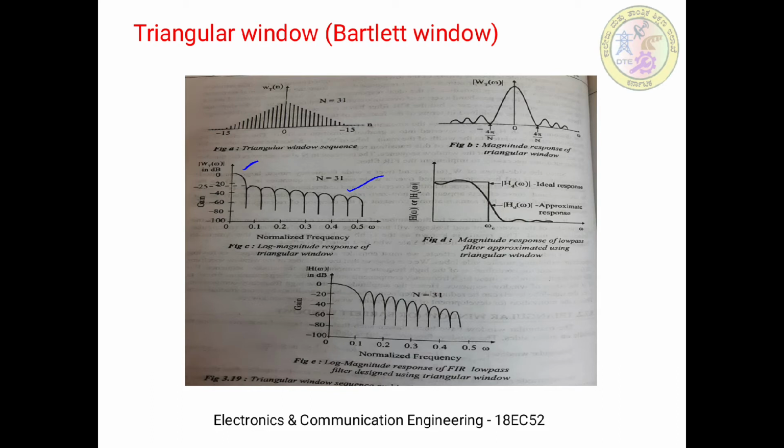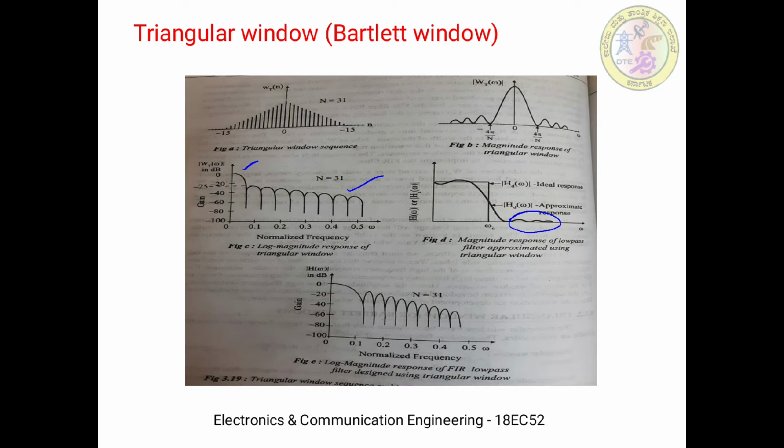Now this triangular window produces a smoother magnitude response for the FIR filter design. Here figure D shows the magnitude response of a low pass filter which is approximated using a triangular window. Here we can see that the characteristics are closer to the ideal response, and whatever magnitude of response is there in the stop band is at the minimum levels. That's why triangular windows produce a smoother magnitude response in the case of FIR filters.